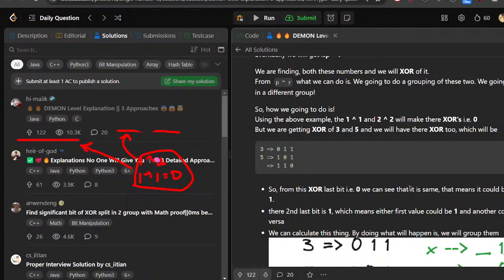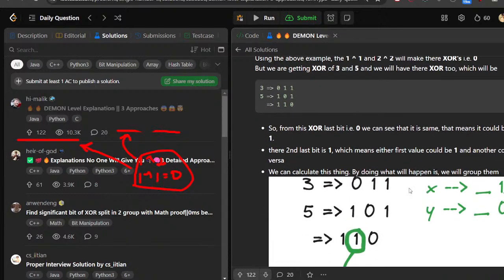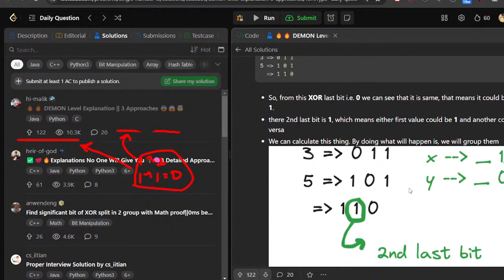Using the above example, 1 XOR 1 will be 0, but we are going for 3 and 5, and their XOR is 6, which is 110. That is what? 4 plus 2, it is 6. Yes, 4 plus 2 is 6.